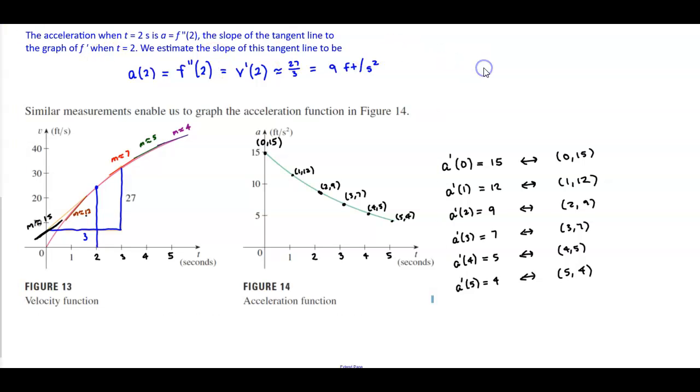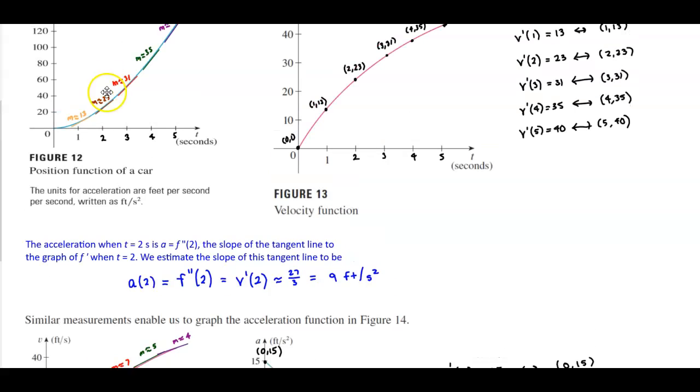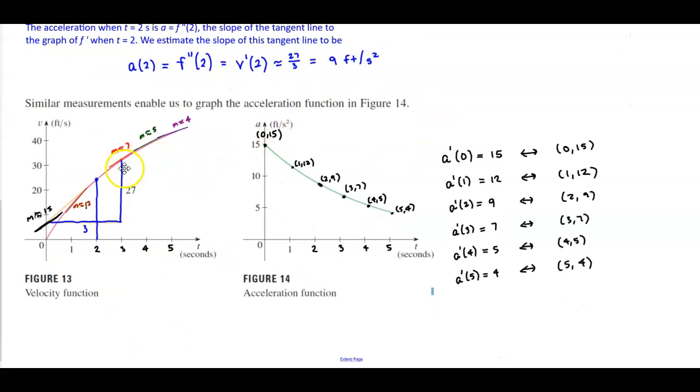So therefore, this just gives you an idea of how to graph these functions. We can see that we have the position function. The derivative of the position function is the velocity function. And then the derivative of the velocity function is the acceleration function.